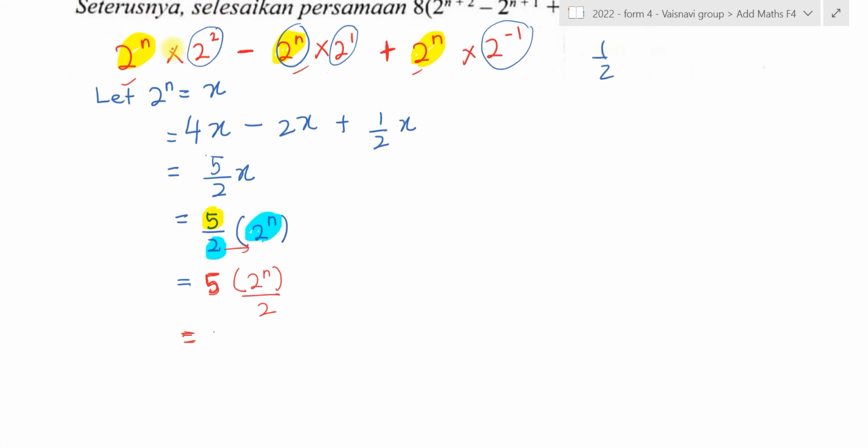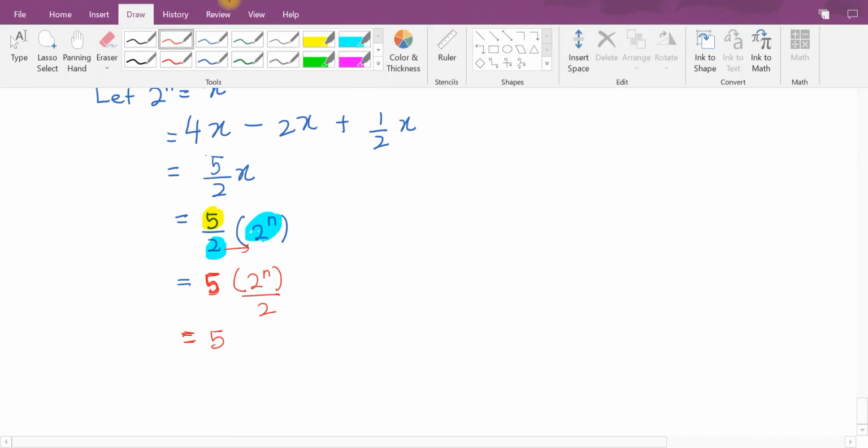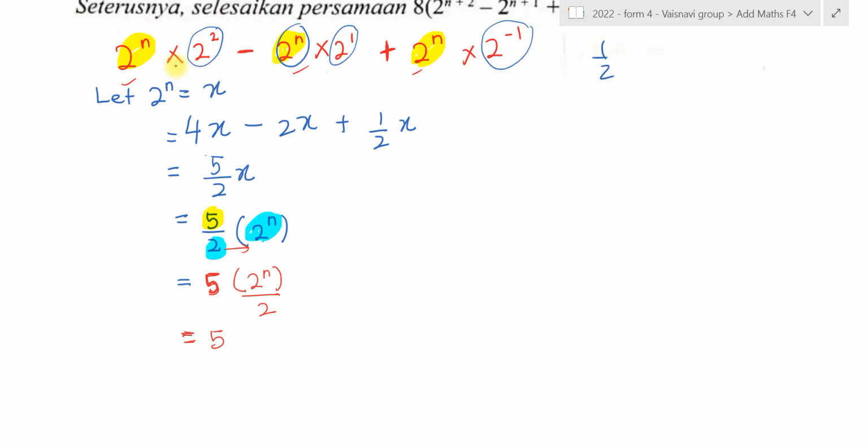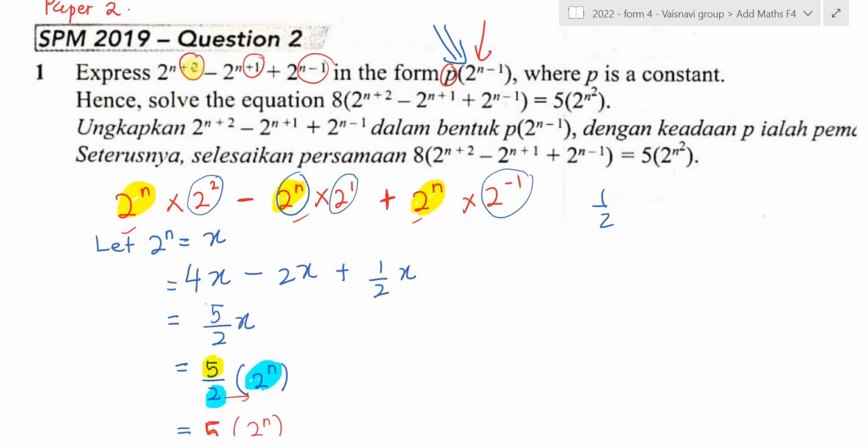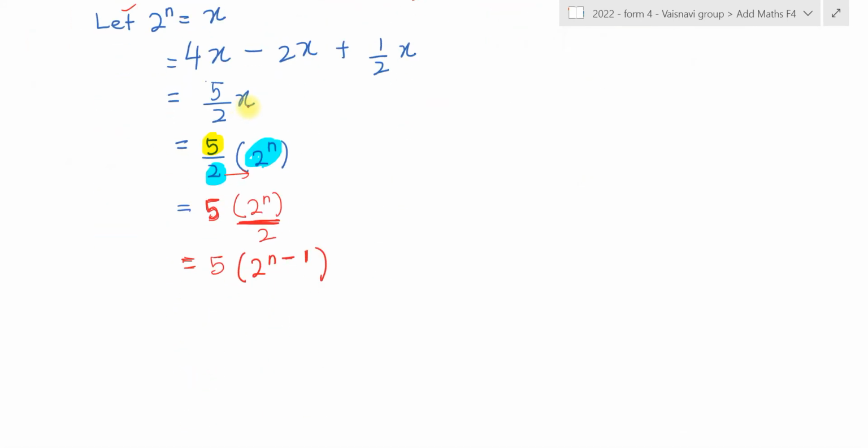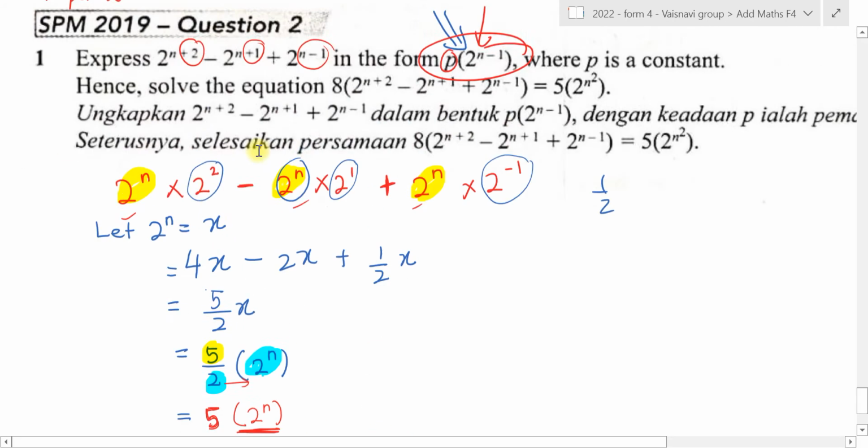So equal to 5, 2n divide 2 power 1, so we get what they ask for. They want it in this form, right? P, 2n minus 1. So your P is actually equal to 5. Okay, I already expressed it in the term they want.